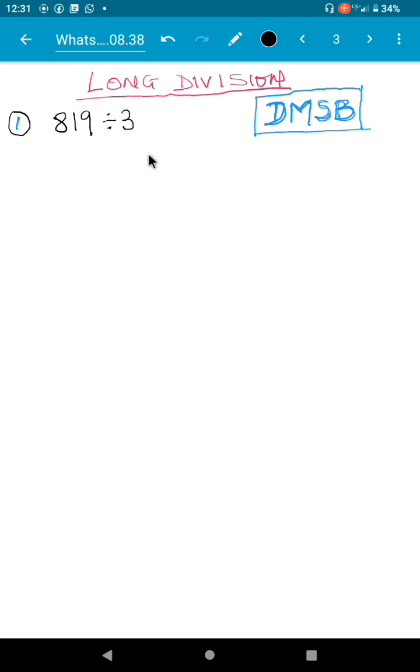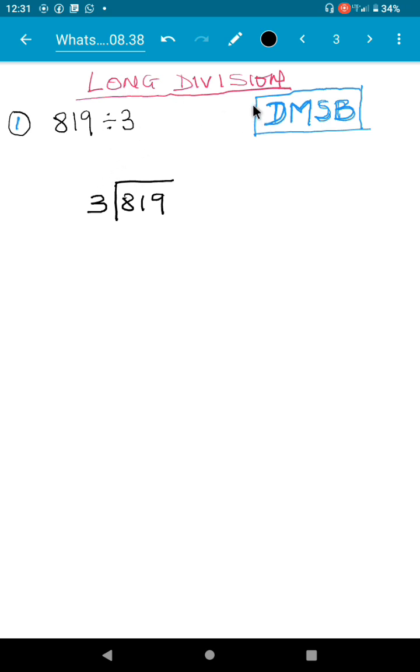Now, in solving this long division, I'm going to show you how you can combine both the basic division method I've taught you and the long division technique which we have been using so far. So let's see how to solve this. As usual, we are going to put our dividend, which is 819, inside this square-like shape, and then we'll put our divisor here outside the box.